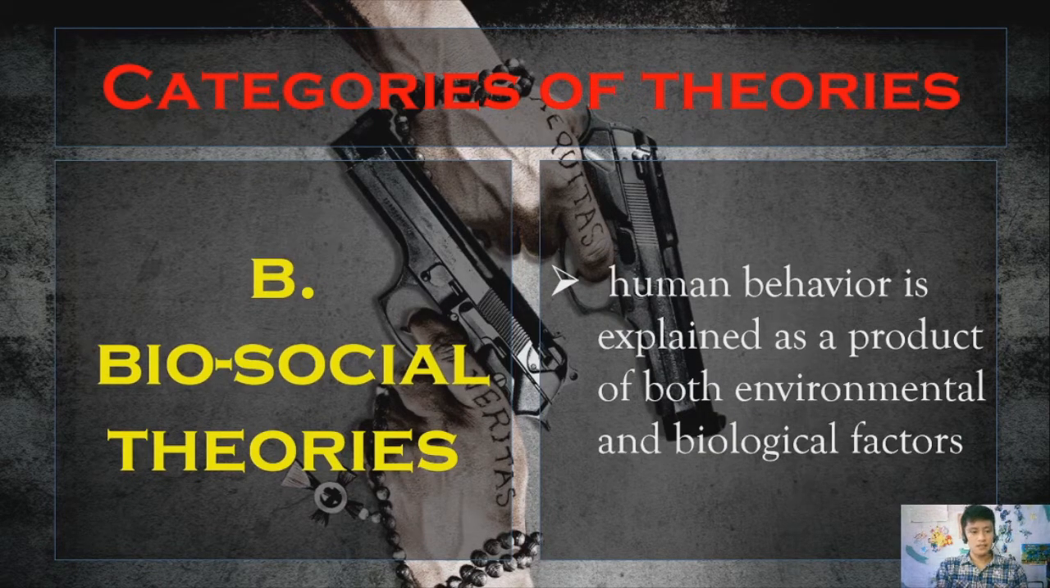And then we have here the second one, it's so-called biosocial theories. So it's the combination of bio and social, biological and then social theories, kaya biosocial. So human behavior is explained as a product not only by biological factors, but sinabi din dito environmental factors. So mixture na dyan. So hindi lang po yung heredity, hindi lang yung physical traits or physical characteristics ng tao, yung nag-explain, or yung factor doon, yung mentality ng tao, hindi lang yun yung factor doon.